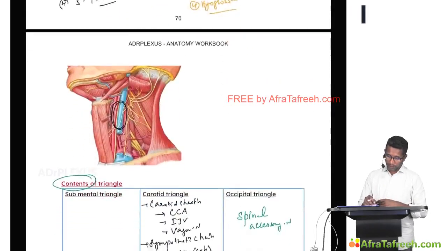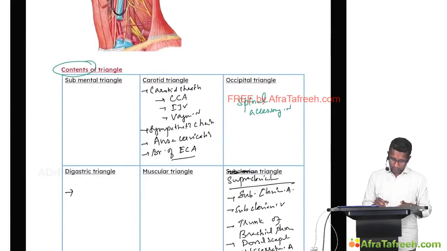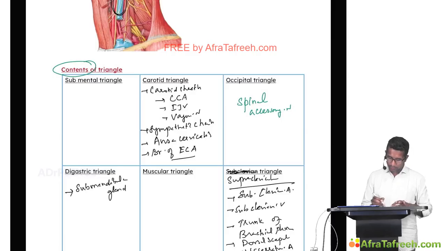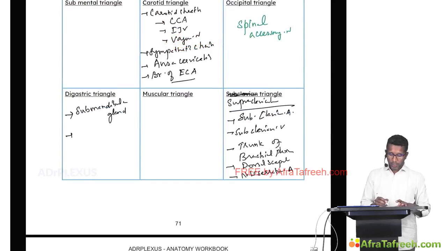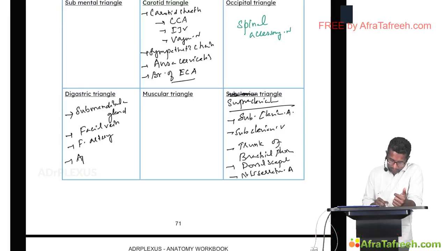The important contents in the digastric triangle are, one, the submandibular gland, which is seen here. You can also see the facial vein in this triangle. You can also see the facial artery in this triangle. When you move more posteriorly, you can see the apex of the parotid gland.